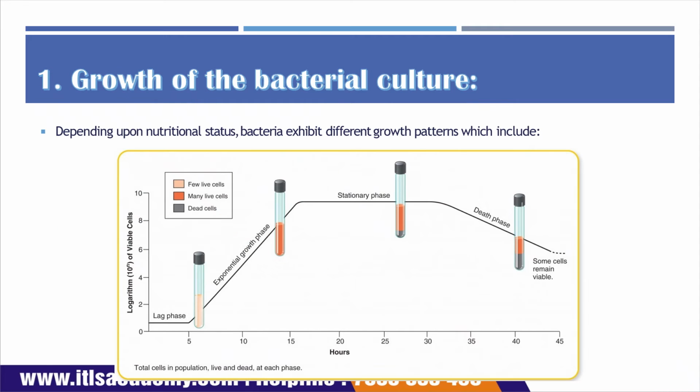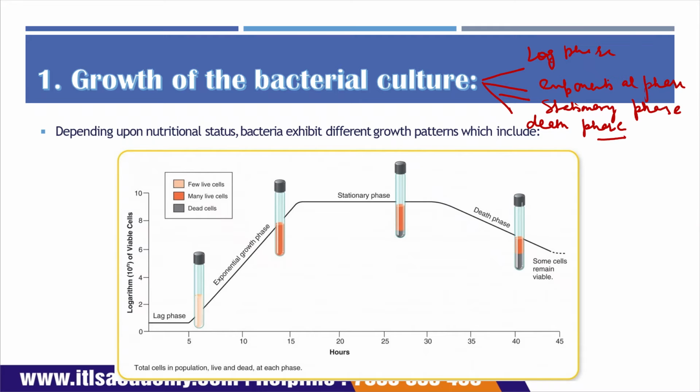Then the next is your growth curve of the bacterial cell. This growth curve of the bacterial cell involves four steps. The first one is your lag phase. Then the next one is your exponential phase. Then the third one is your stationary phase. And the last one is your death phase.